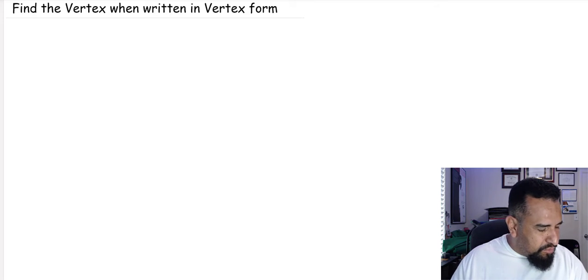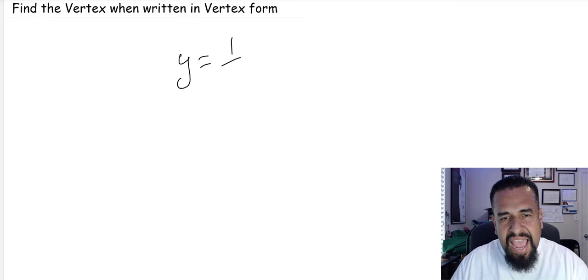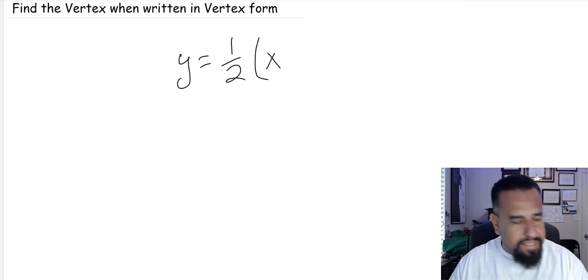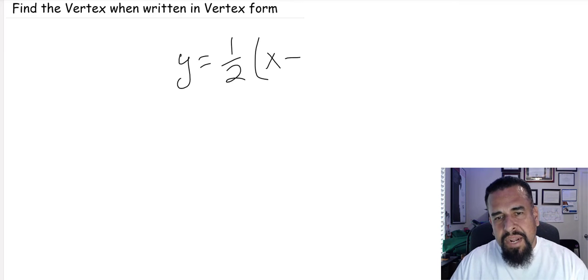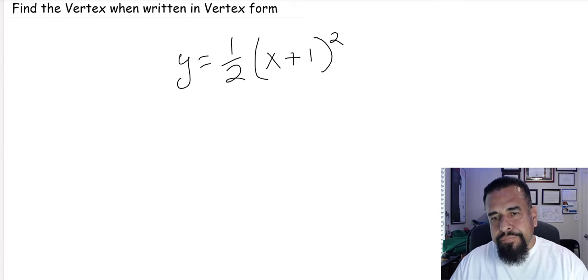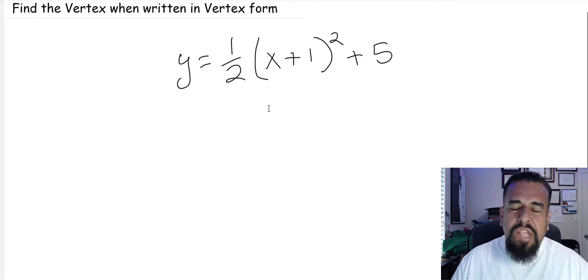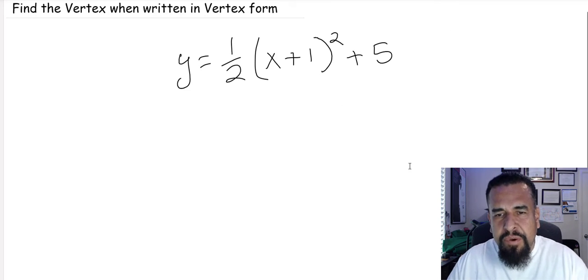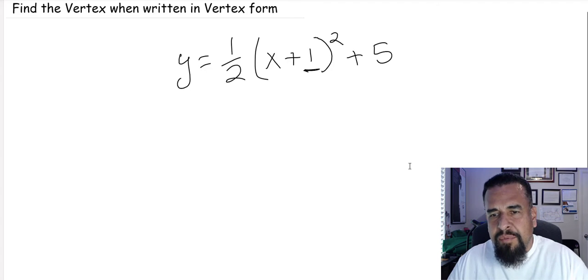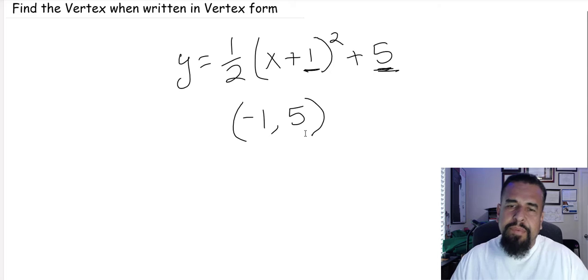Let me look at this one down here. We got Y equals one half times (X plus 1) squared plus 5. Why always plus 1? Well, I get in the habit of teaching all these. So here, again, my main focus is right here and right here, my vertex. If all I'm finding is my vertex, again, that would be a -1 and a positive 5. That would be my vertex.